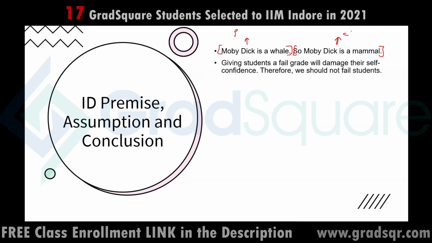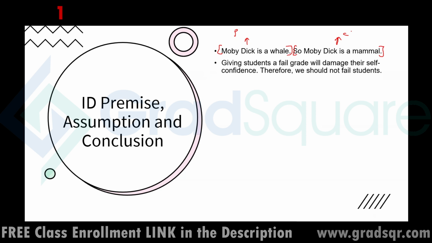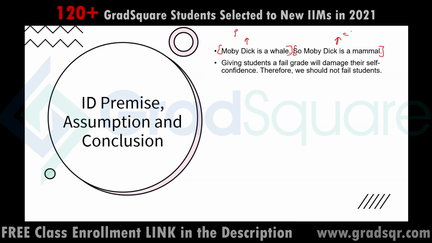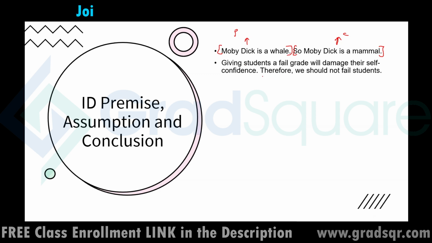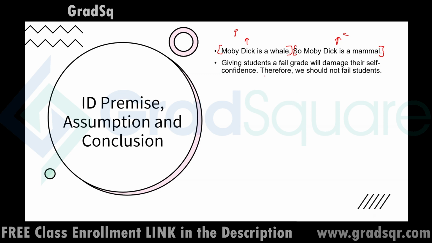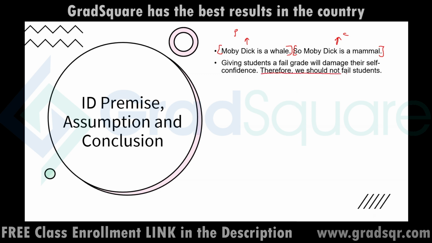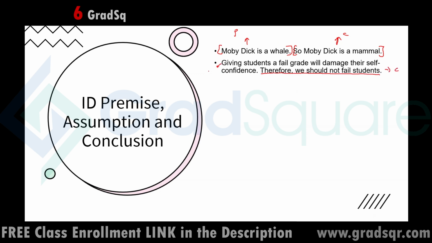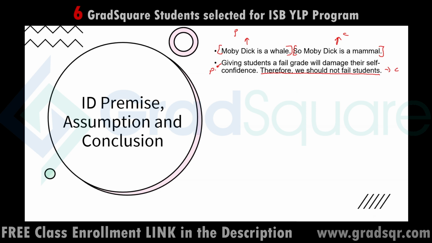Giving students a fail grade will damage their self-confidence. Therefore, we should not fail students. Clearly, I think everyone can figure out what the premise and conclusion here are. Of course, words like therefore, hence, so, consequently, all of these determine the presence of a conclusion. So therefore, we should not fail students. This is the conclusion. The first sentence, giving students a fail grade will damage the self-confidence, is a premise.